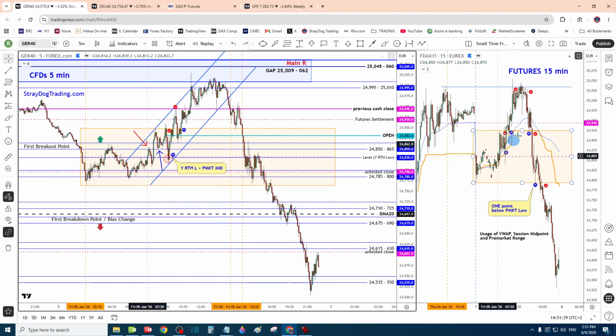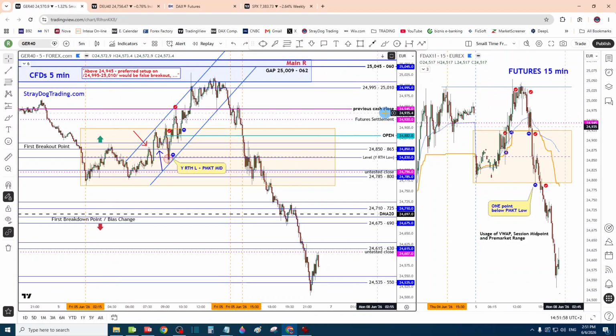This would be this second pullback rejection from the pre-market high, and then, as was written in the morning notes, above 24,995, not 45, preferred setup on this zone 995 to above 24,945, meaning above previous cash close. The preferred setup on this zone would be false break. Guess what? We got that big spike going down, being short.